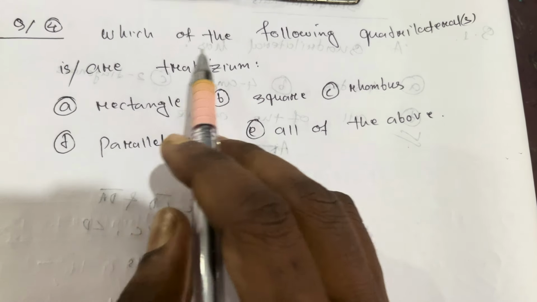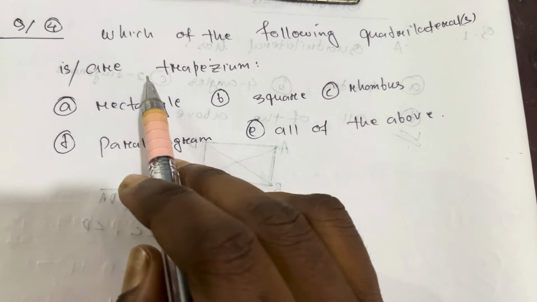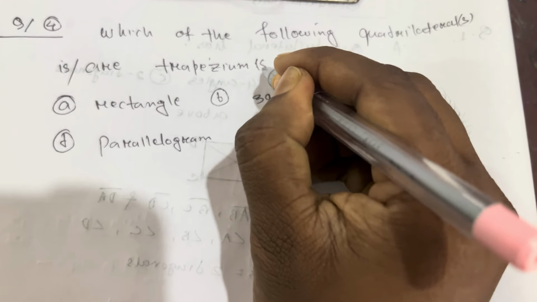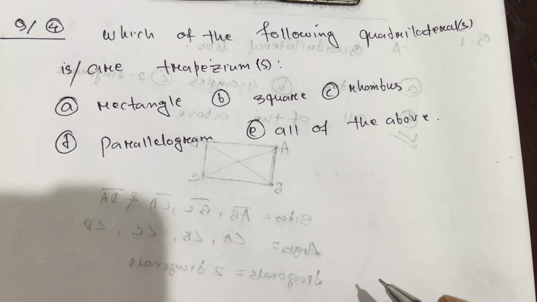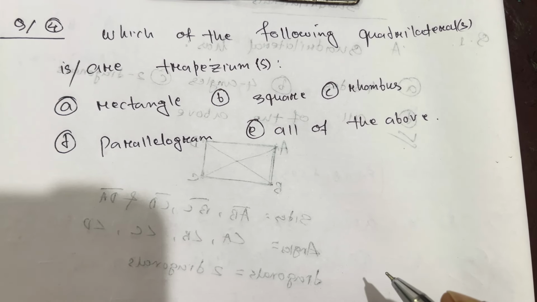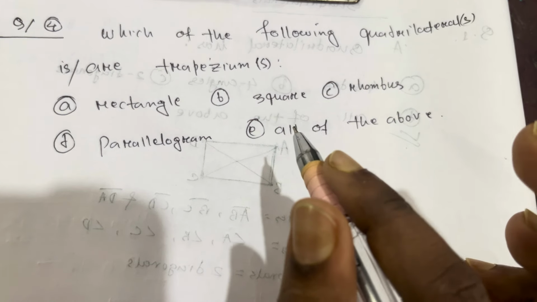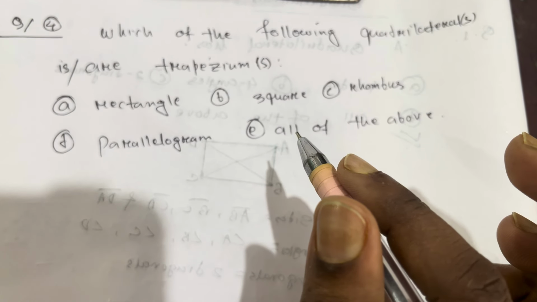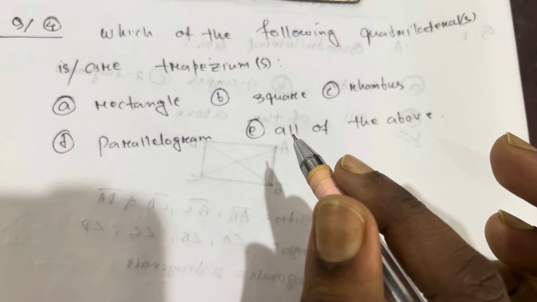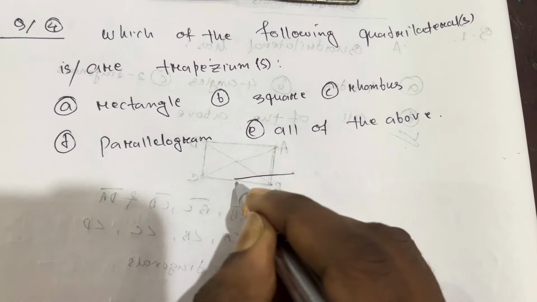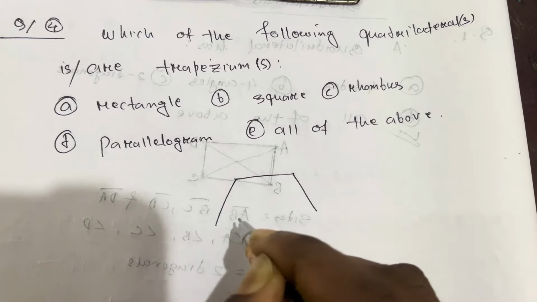So question number 4. Which of the following quadrilaterals are trapeziums? The following figures: rectangle. First you should understand the definition, the meaning of trapezium. A trapezium means a quadrilateral which has one pair of opposite sides parallel. So what do we mean by one pair of opposite sides? This is the standard figure of a trapezium.